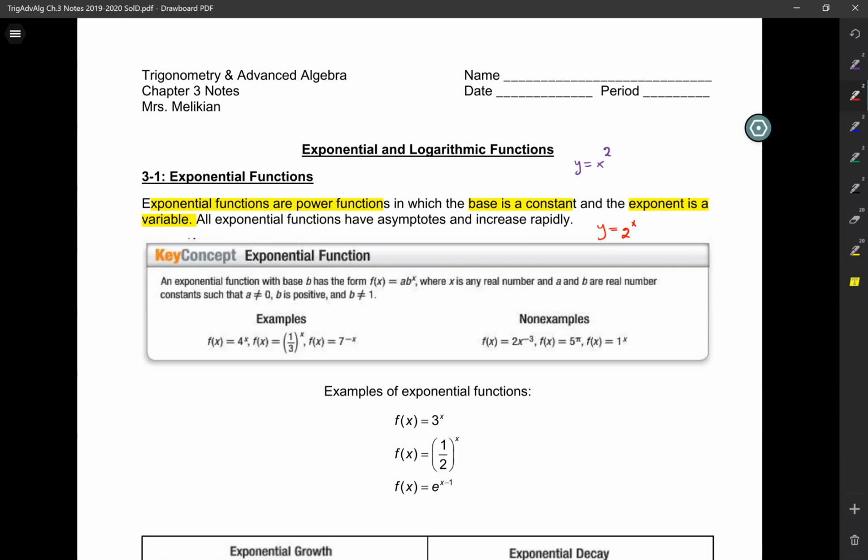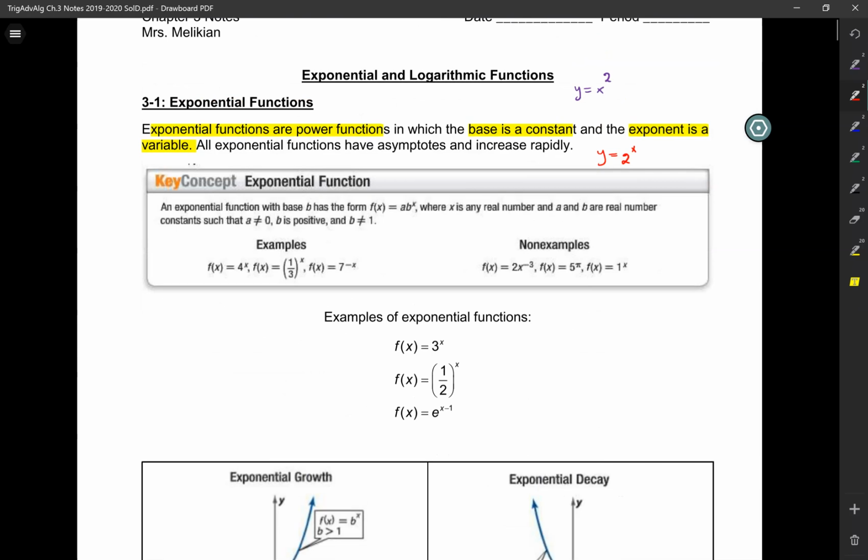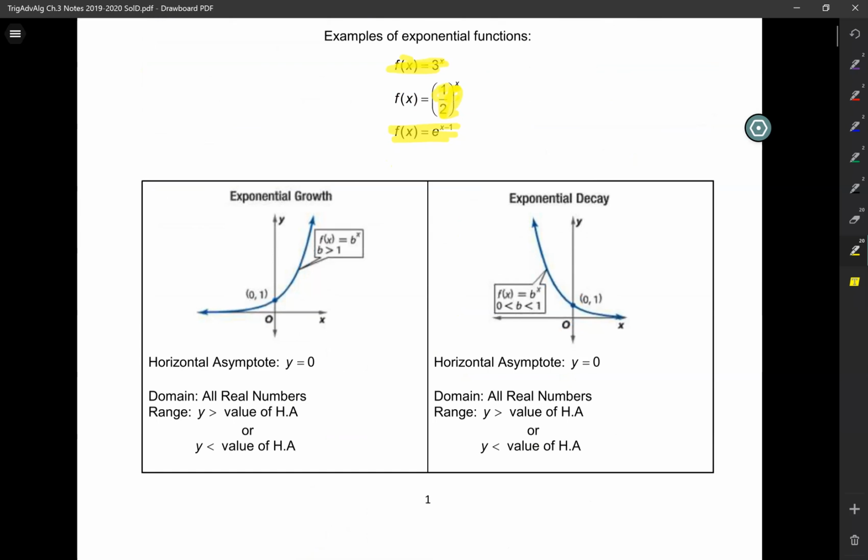So some examples of exponential functions are listed below here. Like you have f of x equals 3 to the x, f of x equals 1/2 to the x, f of x equals e to the x minus 1. Those are all exponential functions because you have a constant to the power of a variable. Okay?